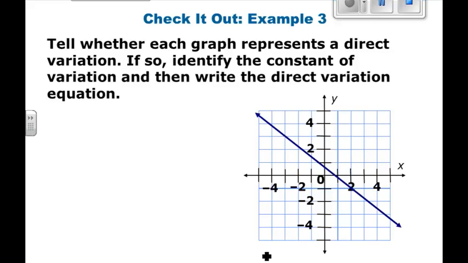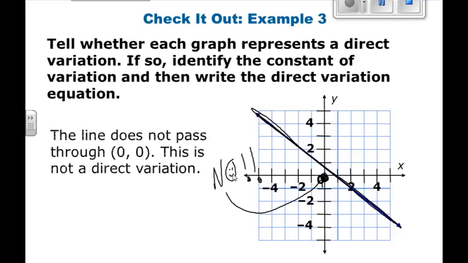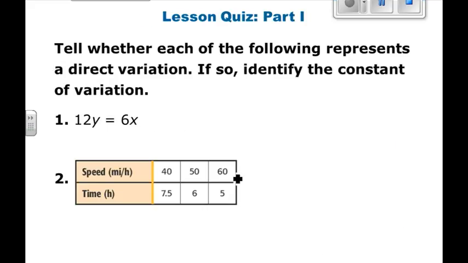Okay, so let's look at this one. Remember, there were two things that we had to do to determine if it is a proportional graph. The first thing is it has to be a straight line. So you have to determine, is this a straight line? And we know that it is. The second thing that has to be met is it has to go through the origin. Does this line cross the origin? And your answer should be no. It does not cross the origin. So this is not a direct variation. It is not proportional, and we will not have a constant of proportionality because it's not a proportional graph.